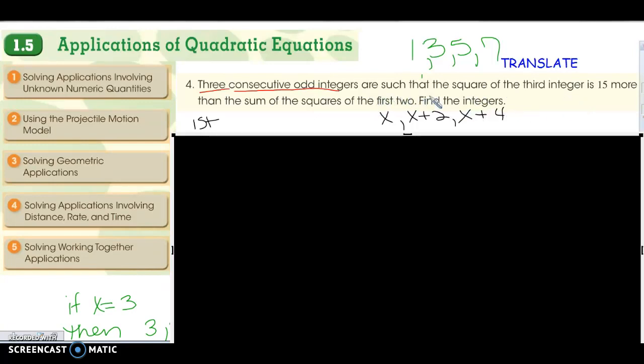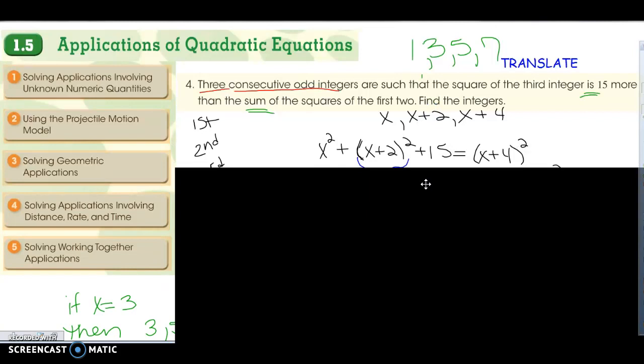It says here that we have them in such a way that the square of the third one is 15 more than the sum of the squares of the first 2. So we know that squaring something means raising it to the second power. So we're going to have the square of the third is, remember, "is" stands for equal, 15 more than, so that means we're going to be adding 15 to the sum. Well, sum means addition, so we're going to be adding 15 to the sum of the squares of the first 2. So we're going to be squaring each of these. Our equation will look like this.